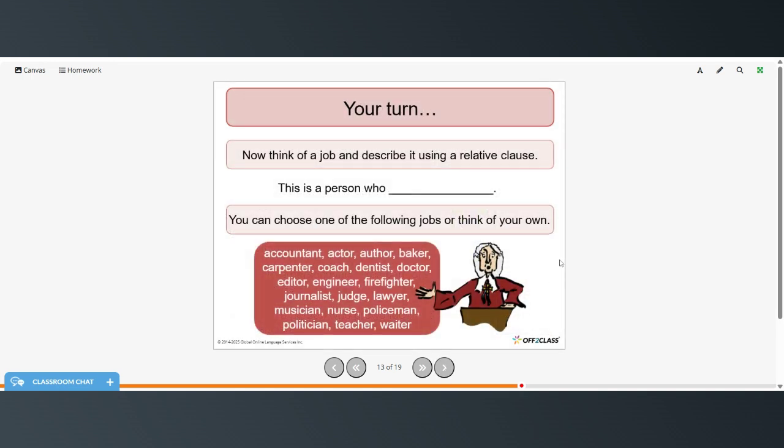Now think of a job and describe it using a relative clause. And you can do this in the comments. Write your sentence, and then the other members of the community can see if they can figure out which job you're describing in your relative clause.